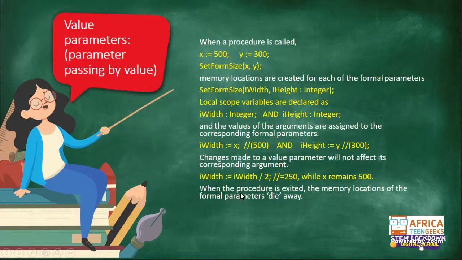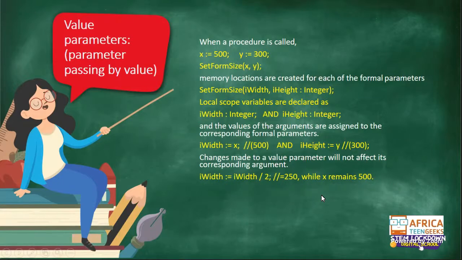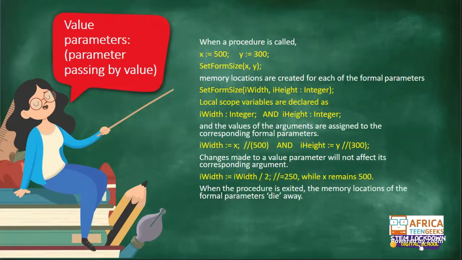And then lastly, when the procedure is exited, so in plain English, when that procedure is done and I go back to the button, to the line that called it, then the memory locations of the formal parameters die away. So at that point, when I exit my procedure, I width and I height cease to exist. They don't exist anymore. They will just be recreated the next time I call this procedure. So hopefully, guys, this explanation makes a lot more sense than the one on the previous page. Any questions?